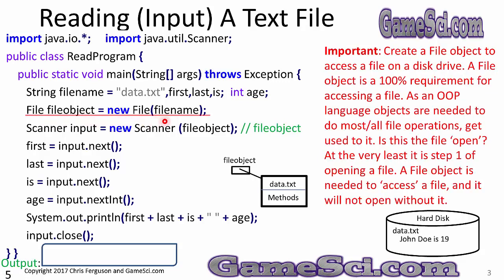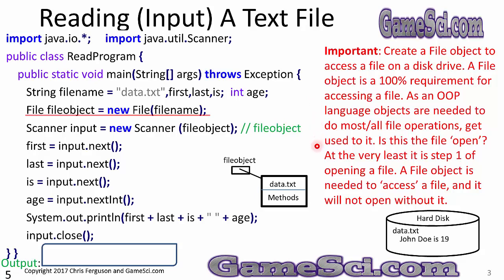File object equals new File(fileName). Here's the file object being created in computer memory. This file object will be attached to the data.txt file. It's very important to create a file object to access a file on a disk drive. A file object is a 100% requirement for accessing a file. As an OOP language, objects are needed to do most, if not all, file operations.